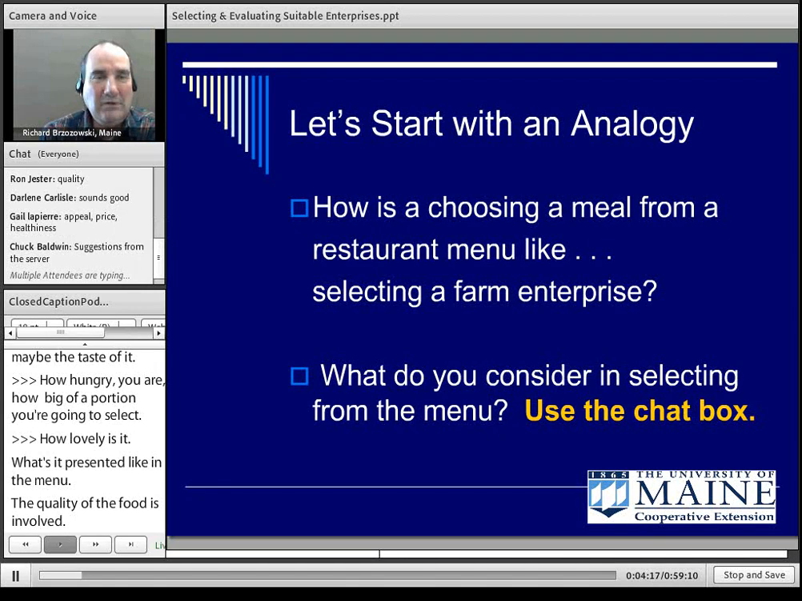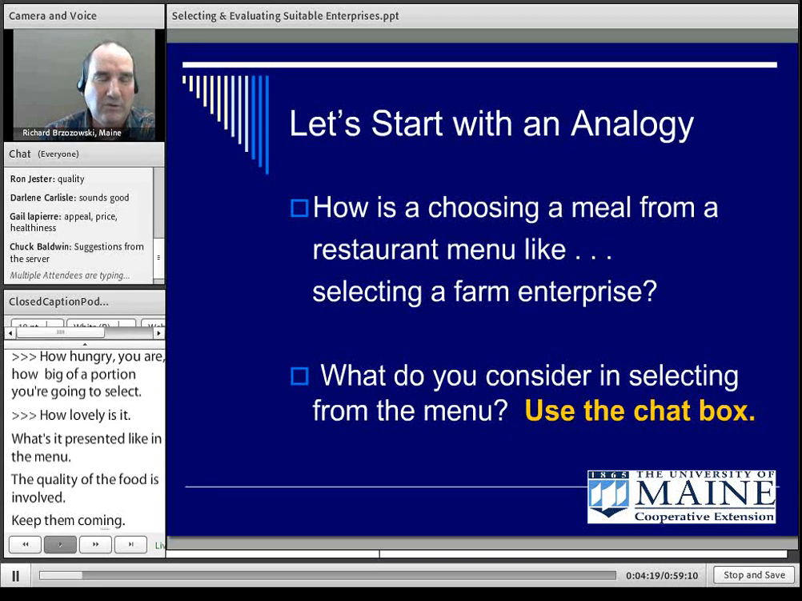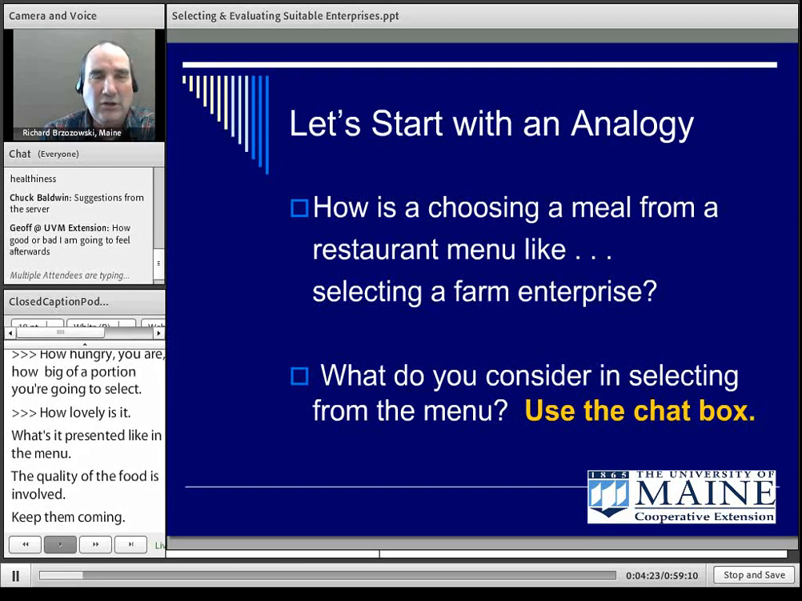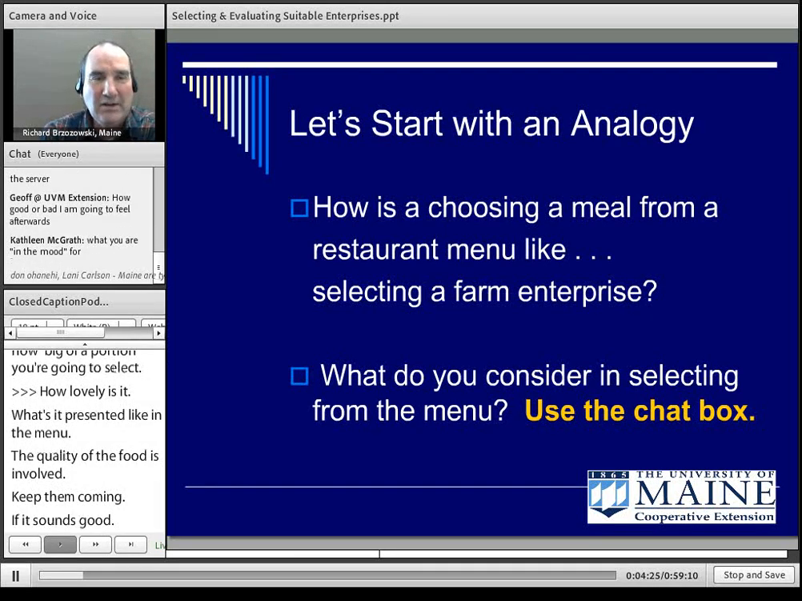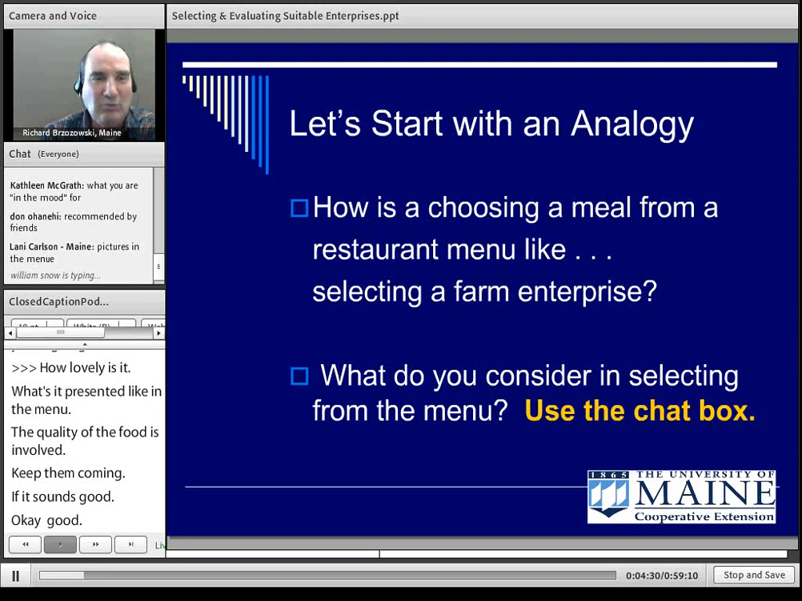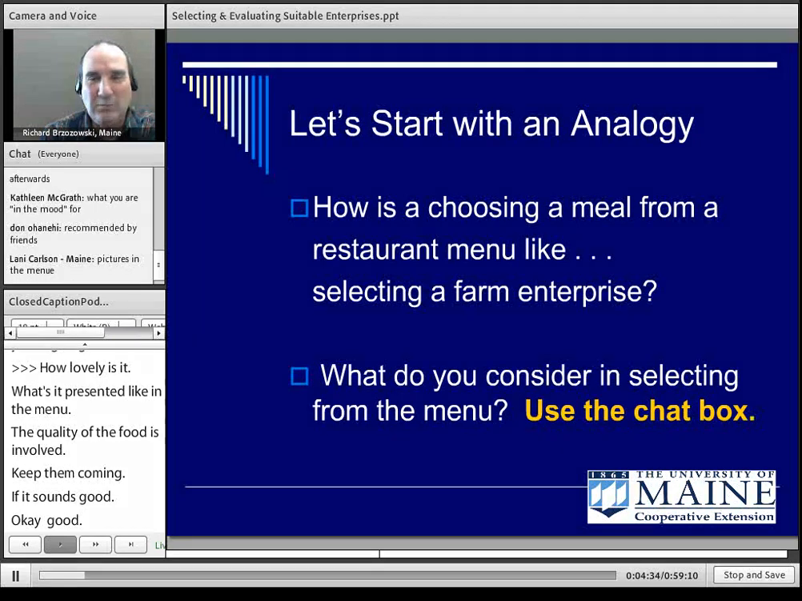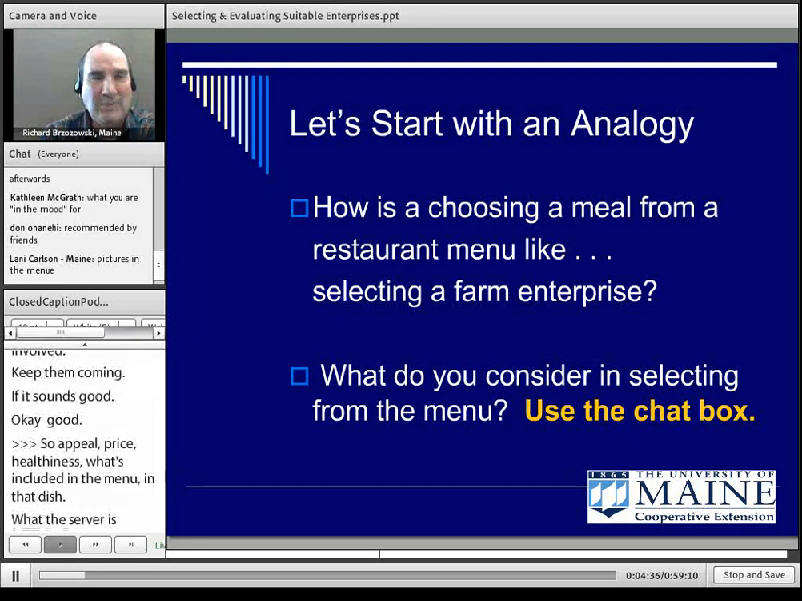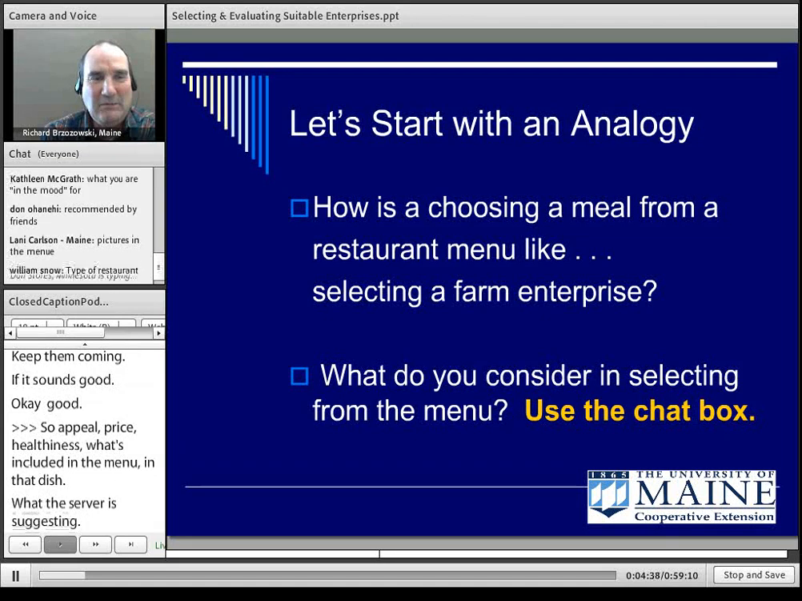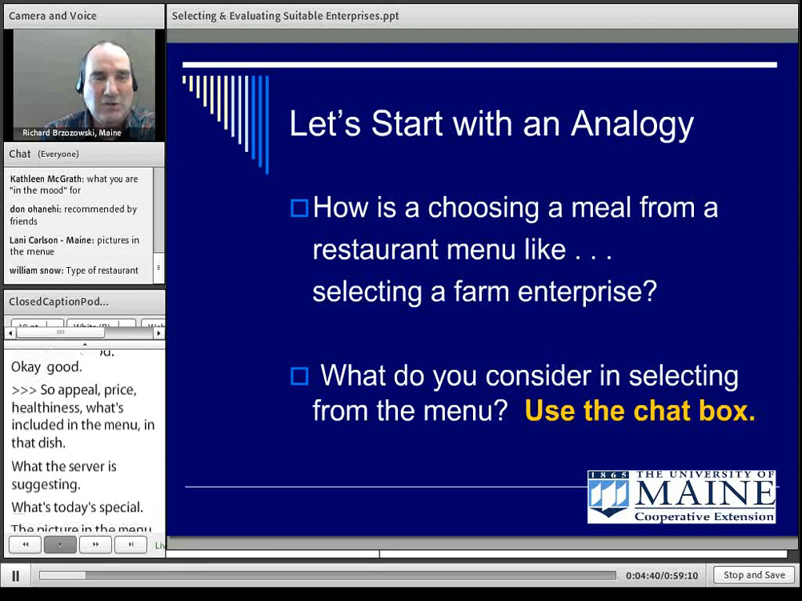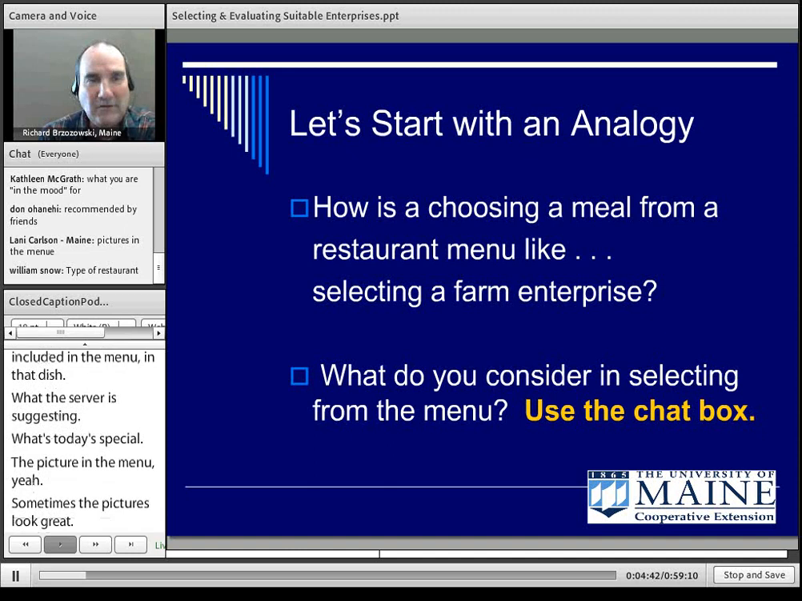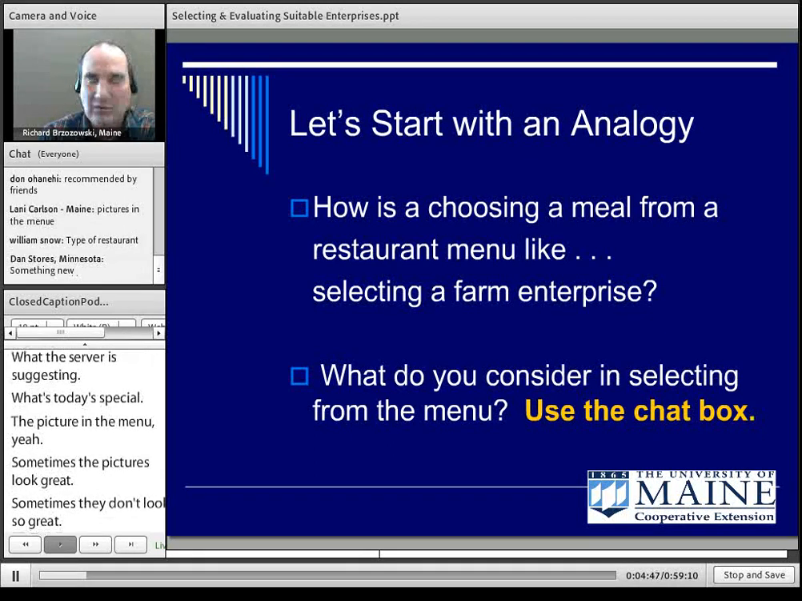So appeal, price, healthiness, what's included in that dish, what the server is suggesting, what's today's special? The picture in the menu, yeah, sometimes the pictures look great, sometimes they don't look so great. The menu, pictures, the type of restaurant, okay? Okay, good. We've got lots of people typing in different things.